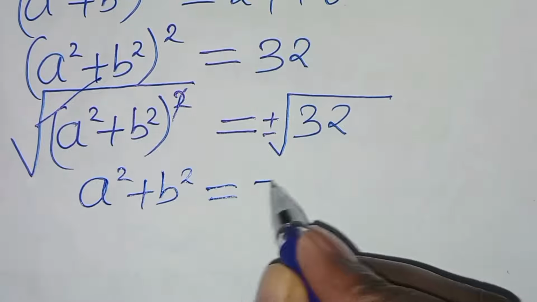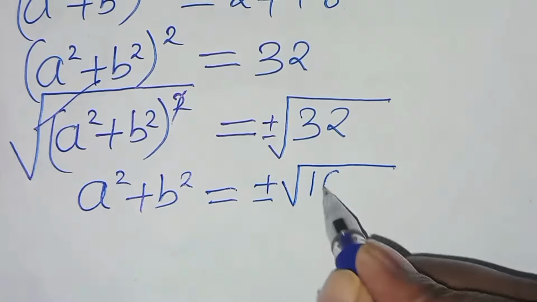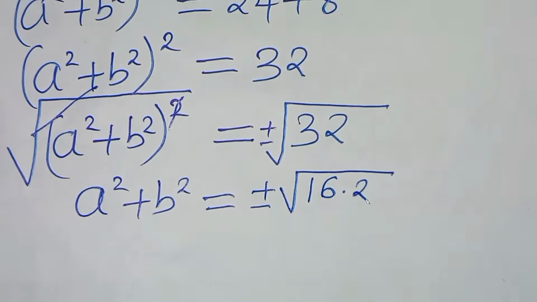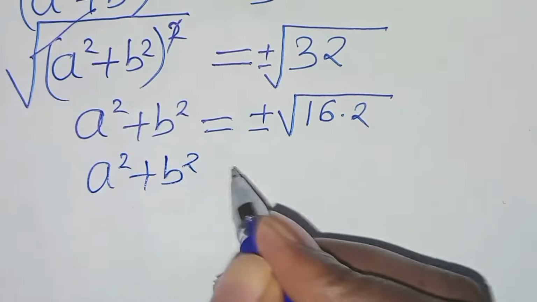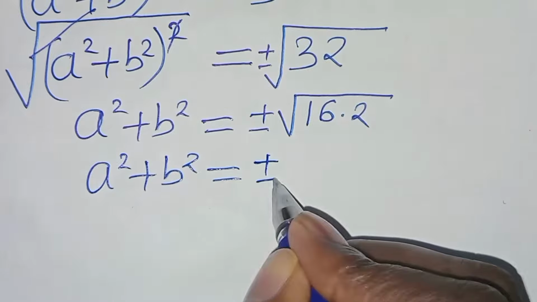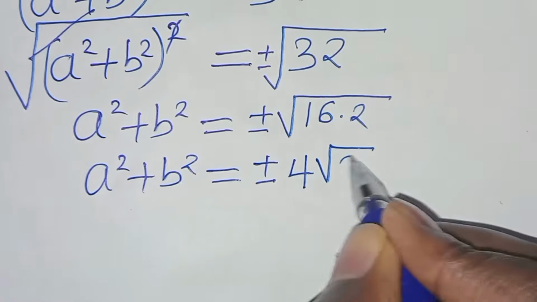This is equal to plus or minus the square root of 32, which is the same thing as the square root of 16 times 2. So a² + b² is equal to plus or minus the square root of 16, this is 4, then square root of 2.